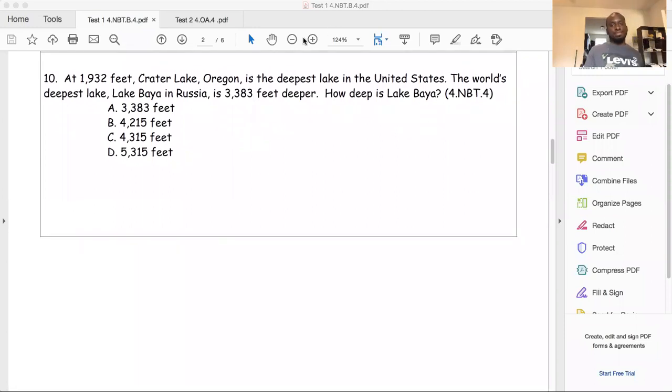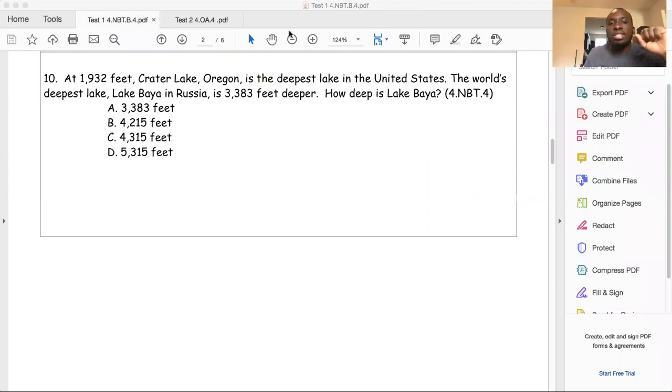Number 10. Number 10 says at 1,932 feet, Crater Lake, Oregon is the deepest lake in the United States. The world's deepest lake, Lake Baya in Russia, is 3,383 feet deeper. How deep is Lake Baya?